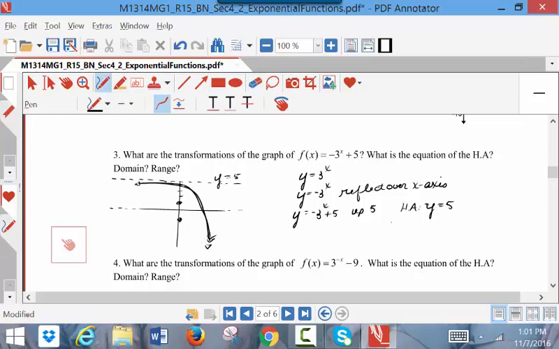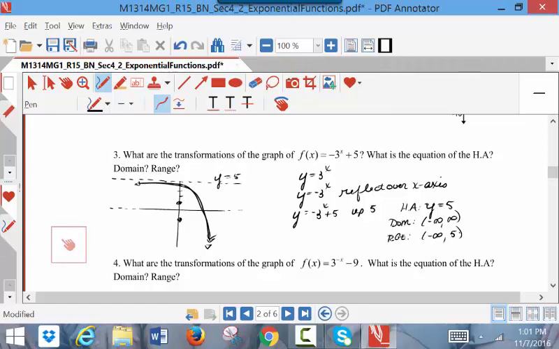Now, what is my domain of this thing? I have no restrictions on x. -infinity to infinity. But my range is something a little new now. What's my lowest y value? How low does it go? -infinity. But how high does it go? 5. There you go. Okay, so you can do a quick sketch like I just did.